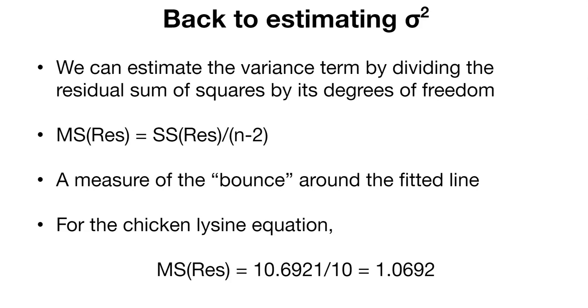You can think about the residual mean square value as the measure of bounce around the fitted line. So then if we plug this in for the chicken and lysine equation, we would get a residual mean square of 1.0692. And don't worry, we're going to have a handy way to keep track of all these calculations when we talk about the analysis of variance table.